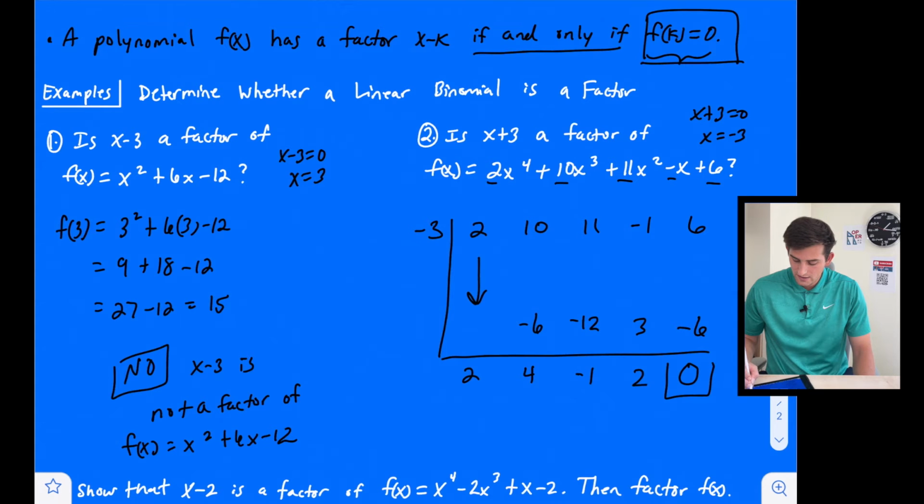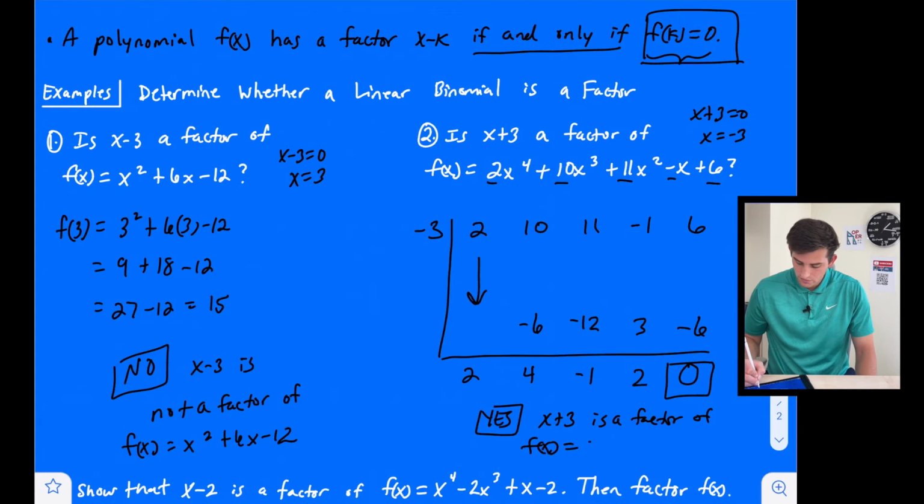And this is the key right there. Our remainder is 0. So that tells us that f of k would be 0. So for this one, we can say, yes, x plus 3 is a factor of f of x equals 2x to the 4th plus 10x cubed plus 11x squared minus x plus 6.